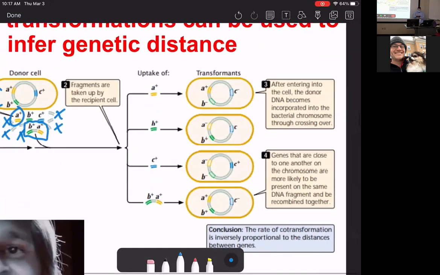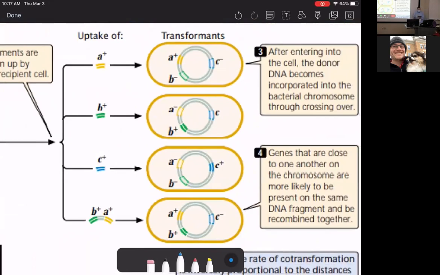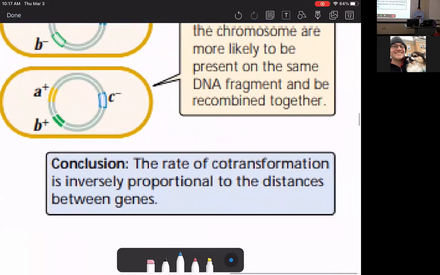So there's a practice problem on this one. Give it a shot on the stats guide when you get the chance. Because the more co-transformants, what that means is how many of the two close antibiotic genes came together, because if it's a high number, they're really close.